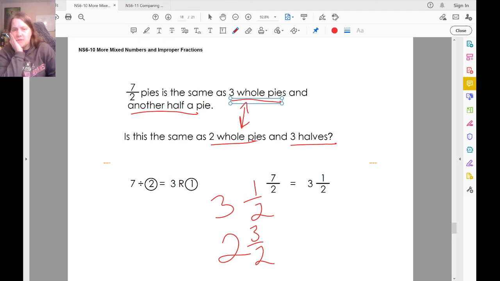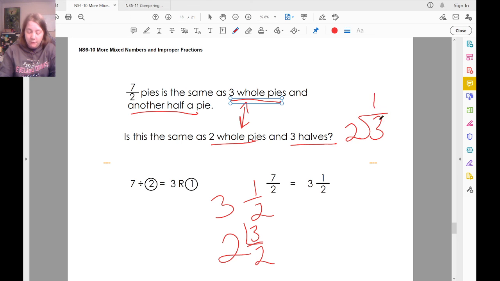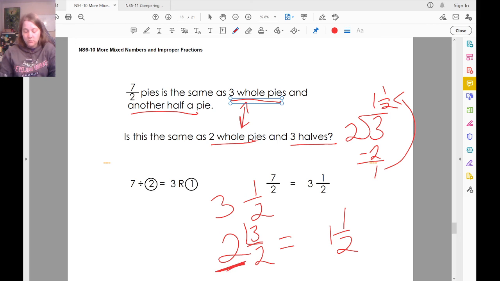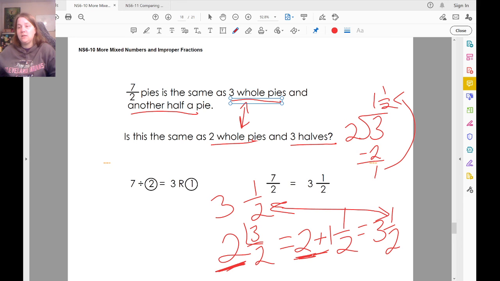Well, 3 halves isn't a proper fraction. What would 3 halves be? I'm going to make the L. 3 over 2. 2 goes into 3 one time. That leaves 1, so that'd be 1 and 1/2. Oh my goodness. That means that 3 halves would be the same as 1 and 1/2. But not just that. Don't forget the 2. So that would be 2 plus 1 1/2. So 2 wholes plus another whole and a half would be 3 wholes total and a half, which turns out to be the same thing.